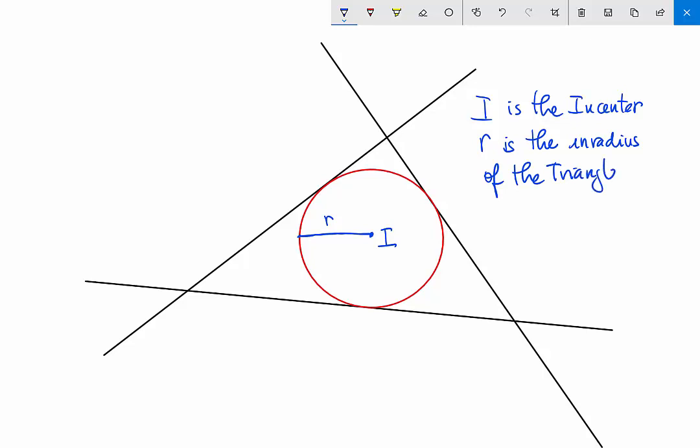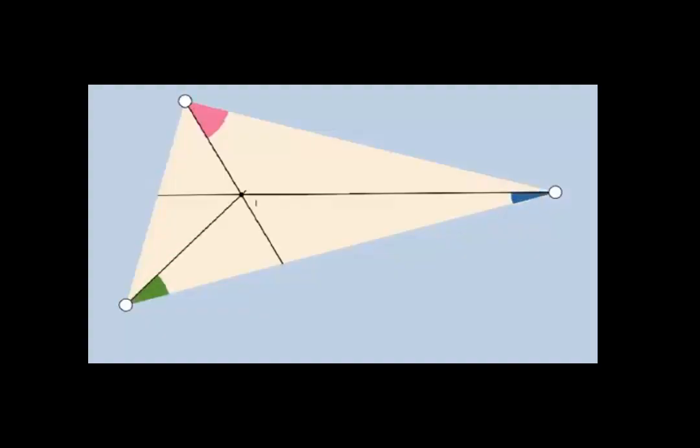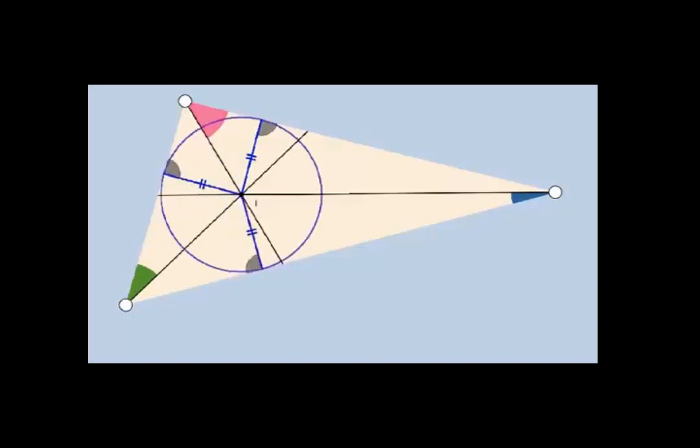Okay, so to summarize, given any triangle, say ABC, it has a unique circle which we call the inscribed circle of the triangle. The center is called the incenter of the triangle, and the length of the radius of the inscribed circle or the incircle is called the inradius of the triangle. So here's a little animation which shows you how to construct the incircle and the incenter of a given triangle.